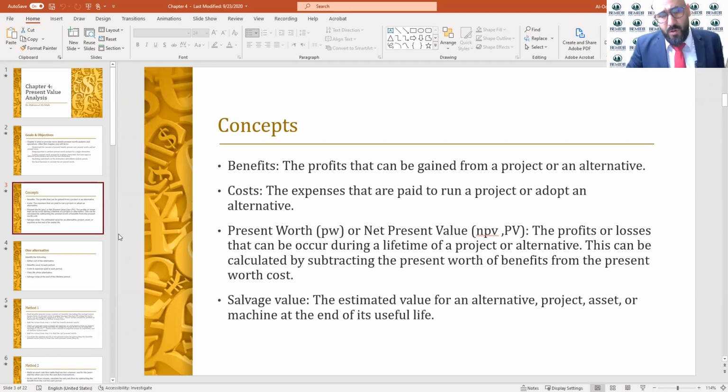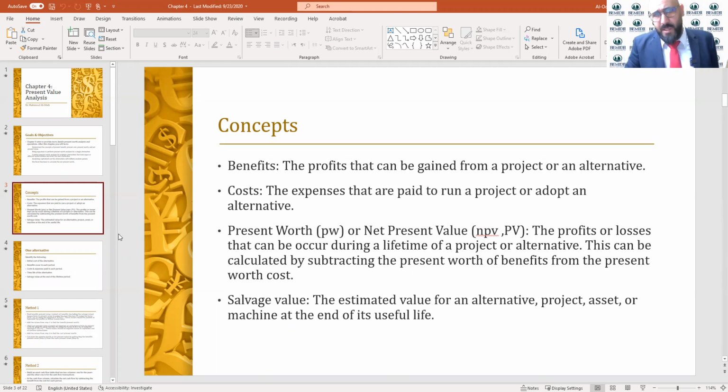The present worth, or the net present worth. We have multiple terminologies for this, whether PW or NPV or PV. There are multiple terminologies and concepts that we use, but that means the net present value, and that would be the profits or losses, basically, that can occur during the lifetime of a project or alternative. And these can be calculated by subtracting the present worth of cost from the present worth of benefit.